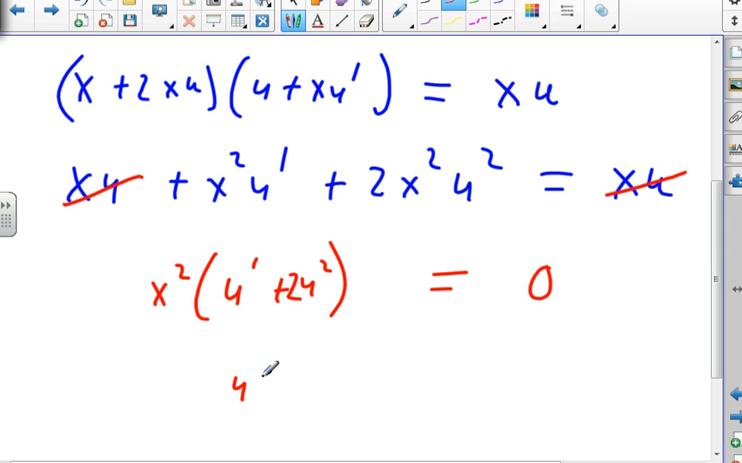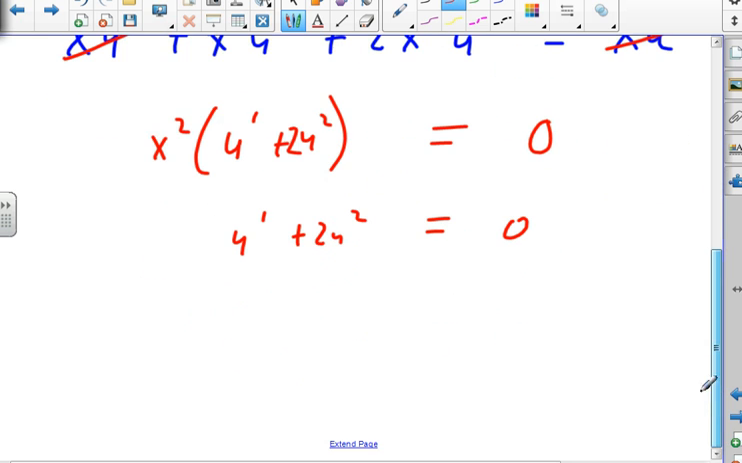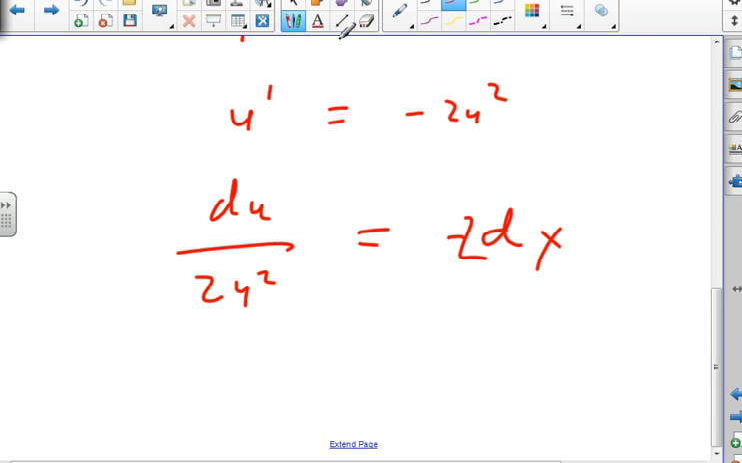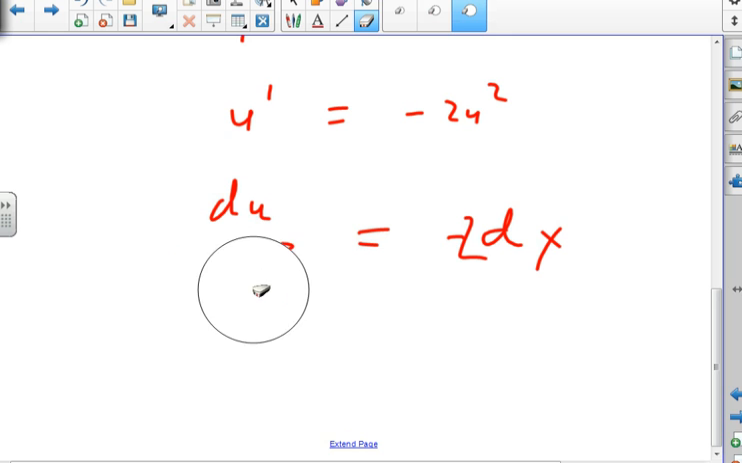So I got u prime plus 2u squared is equal to 0. So u prime is equal to minus 2u squared. I've got du divided by 2u squared is equal to minus dx. We'll leave the 2 on this side, and we'll take the 2 away from that side.